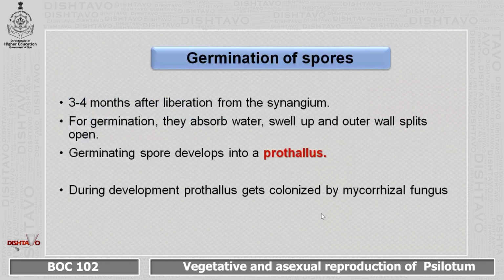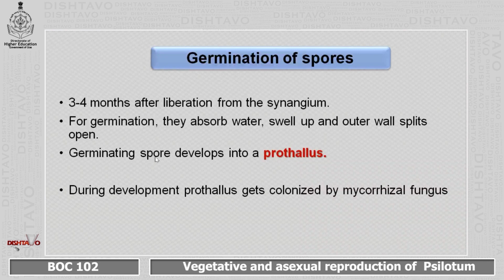Now let us look at what happens when they germinate. So, germination of spores. It takes about 3 to 4 months after liberation from the synangium for the spores to germinate. For germination, they will absorb water, and when they absorb water, they swell up, and when they swell up, the outer wall of the spore will split open. So that is the point where the germination begins. Slowly it will germinate and it will develop into a prothallus.